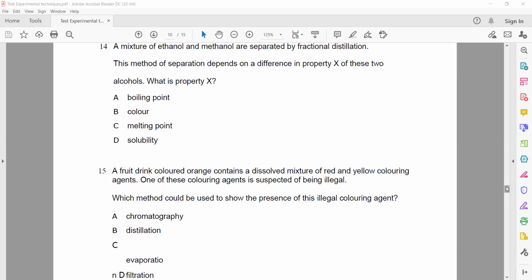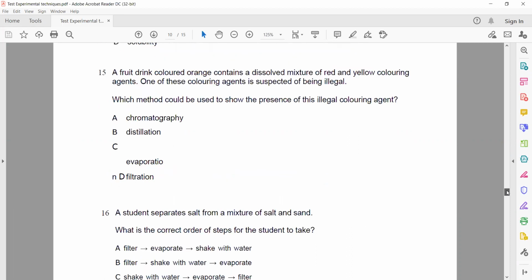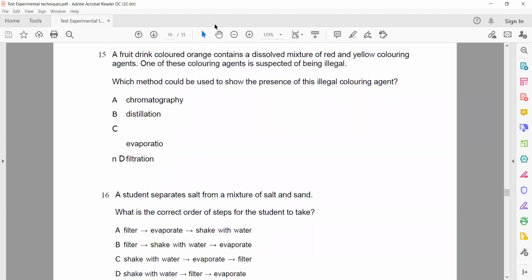A fruit drink contains a colored dissolved mixture, red and yellow coloring. Which method can show that an illegal coloring agent is there? So we use the technique which is used to identify the type of dyes, colors or food colors present, that is chromatography.